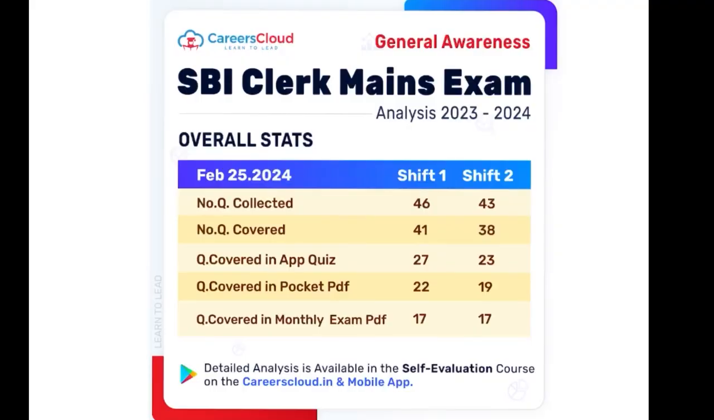Now friends, recently your SBI clerk main exam was held. We have collected some stats over it, and let me show you why I say that AffairsCloud is one of the best top solution for current affairs. For the first shift and second shift, there were 46 and 43 questions collected respectively for 25th of Feb. Here we will be seeing that 41 questions and 38 questions respectively were covered by us in our course that we provide you. 27 and 23 questions respectively were covered in the application's quiz that I ask you to do on daily basis in your mobile application.